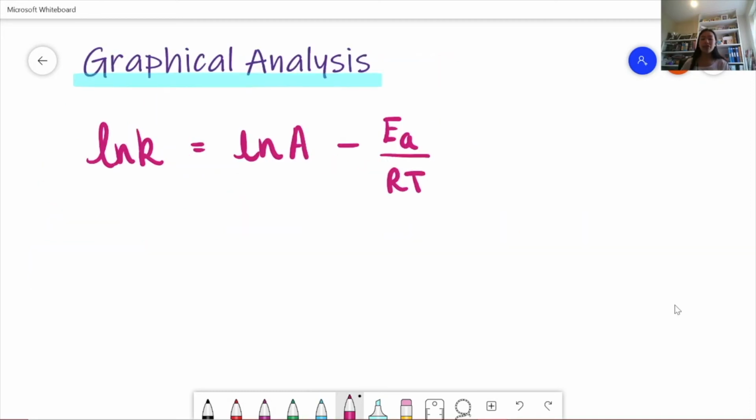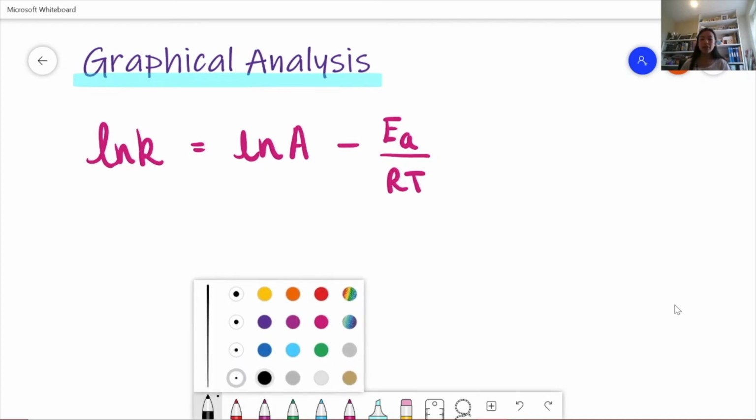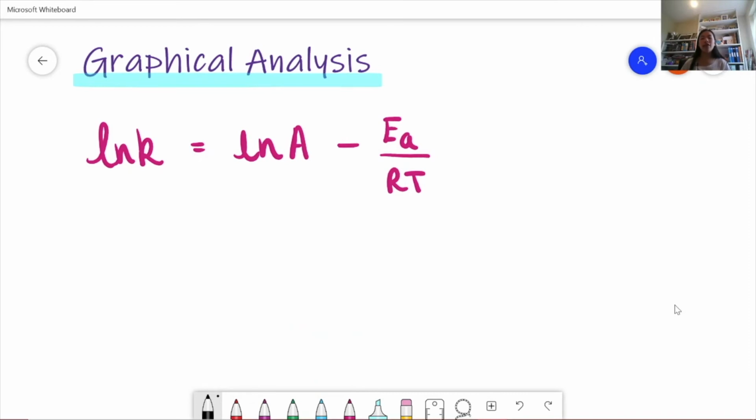Now we're going to look at some graphical analysis. So we have this equation here. If you don't know how I got this equation, then go back to the video where I worked out the activation energy required from Arrhenius' equation. And so we can plot a straight line graph from this equation. That's because we know that straight line graphs have the general form y equals mx plus c. And so we can make this into the form y equals mx plus c. So we have y, and we can make ln A equal to c, and then we have mx.